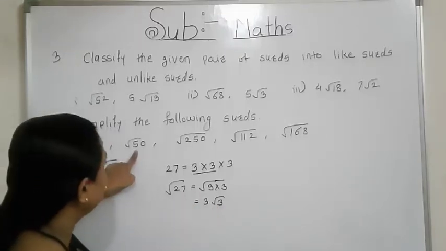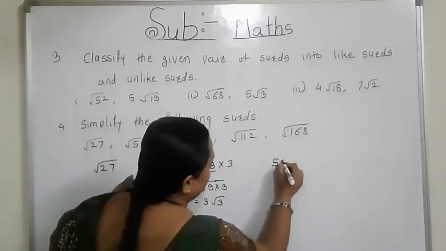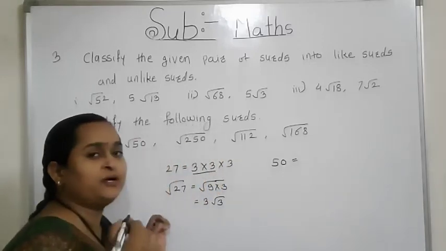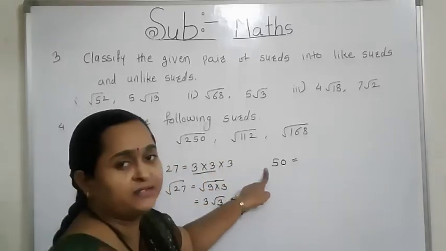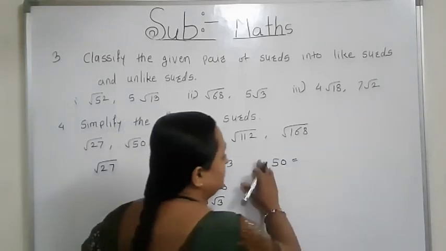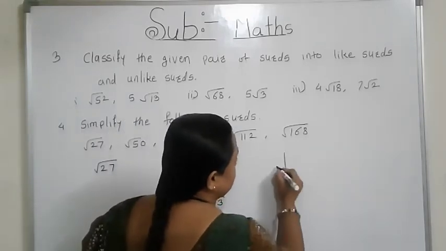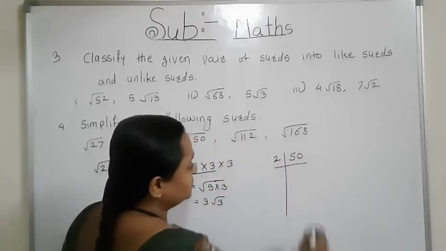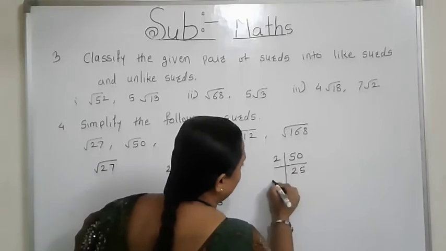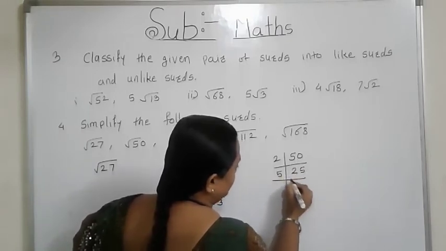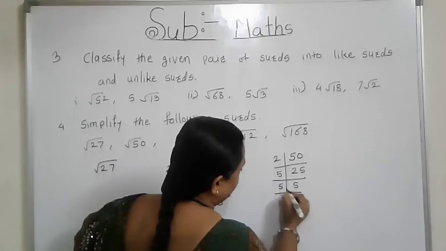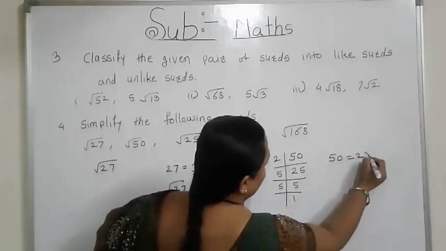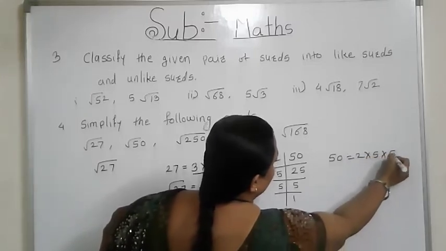Now the next example we can take is 50. Suppose orally you are not able to find the factors of 50, then there is a second method, and that also I will tell you in this example. Now see that second method, suppose 50 is there. If you divide by 2, then you will get 25. Again 25 is divisible by 5, and then it will be 1. Then 50 can be written as 2 into 5 into 5.